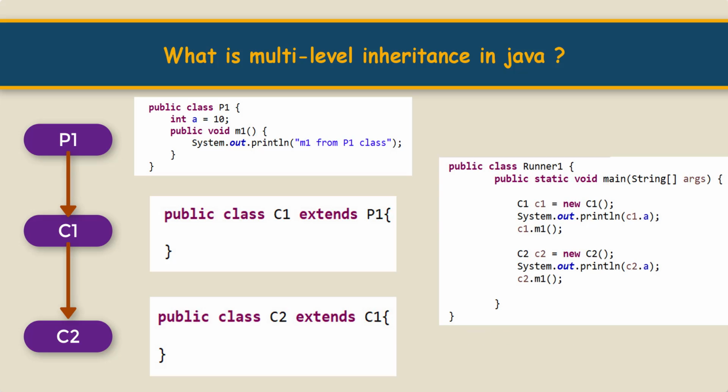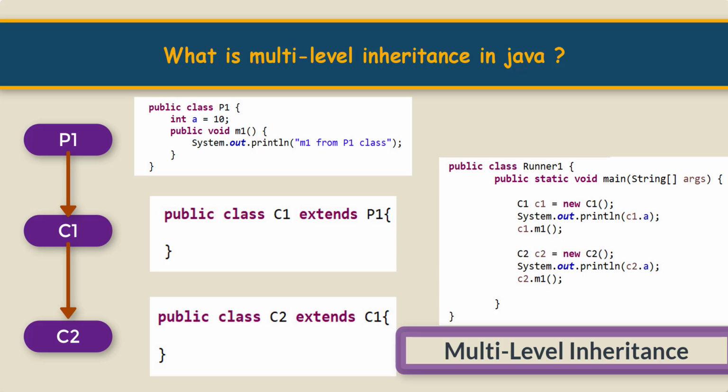So all the methods and variables from this P1 are accessible for C1 directly. But C2 is the child of C1, so C2 also can access the methods and variables of this parent P1. This is called multi-level inheritance in Java.